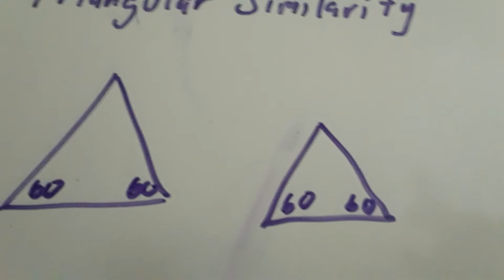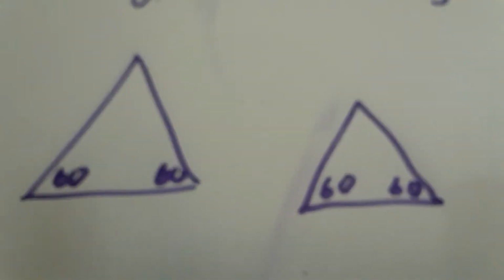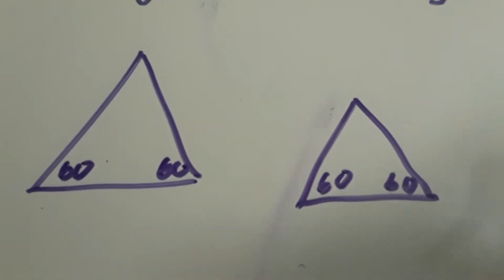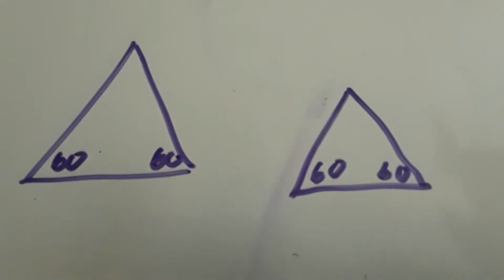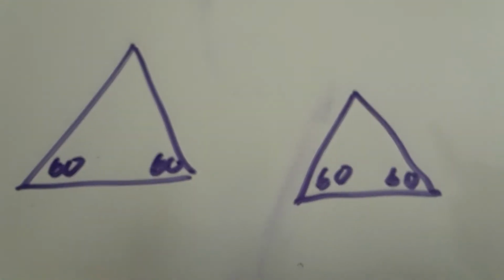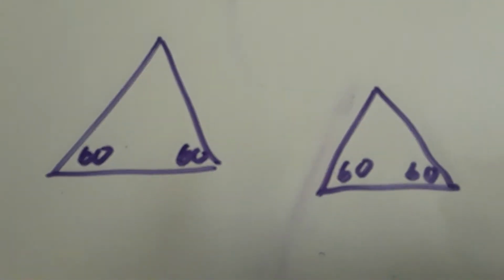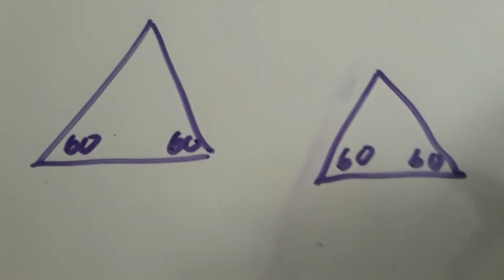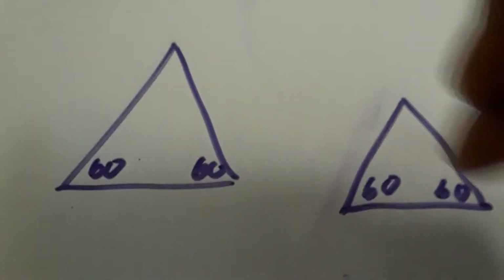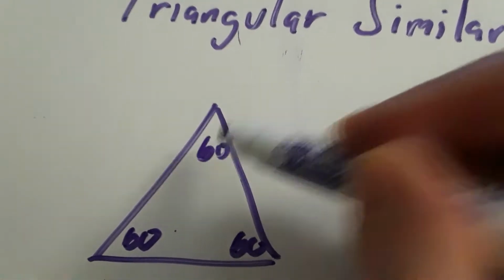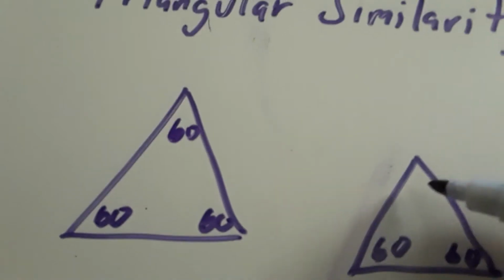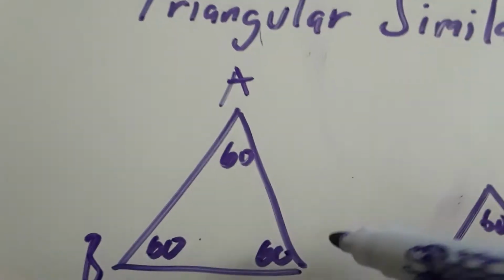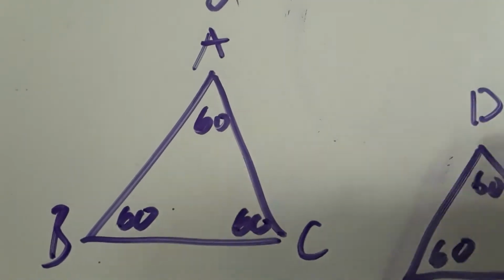So both these triangles have two angles at the bottom that are 60 degrees. As you might recall, the three angles of a triangle have to add up to 180, okay? So since they both have two angles that are 60, and you combine those, you get 120, that means that the third angle up top here must be 60 for both triangles. And we'll call this one ABC. We'll call this one DEF.